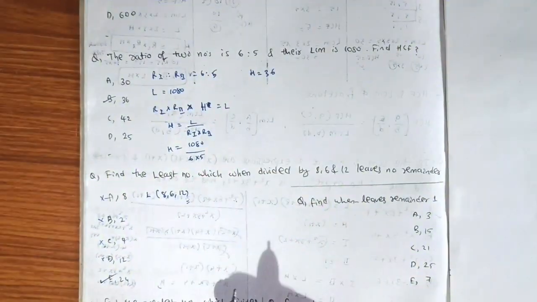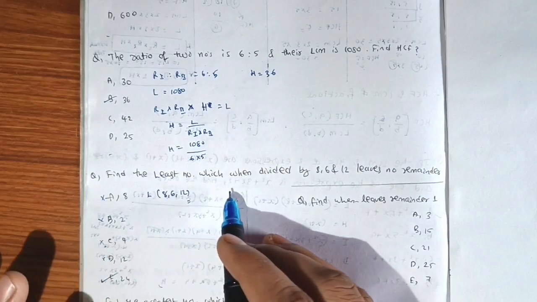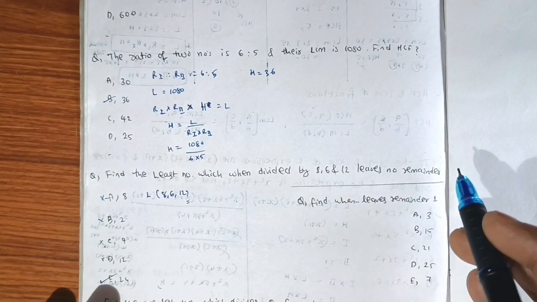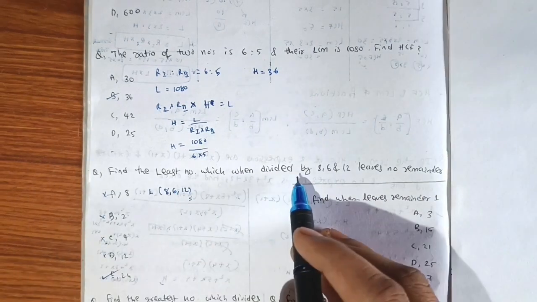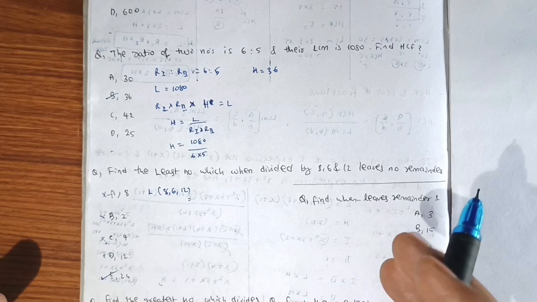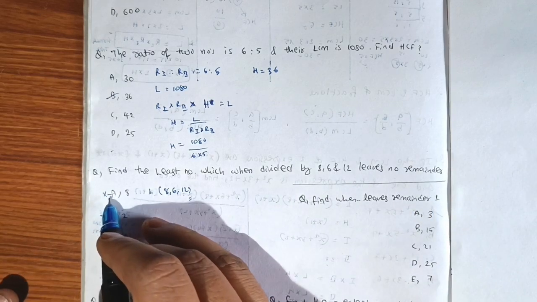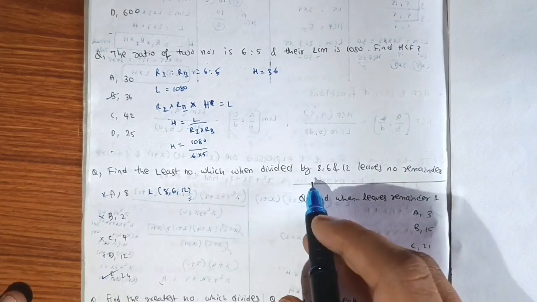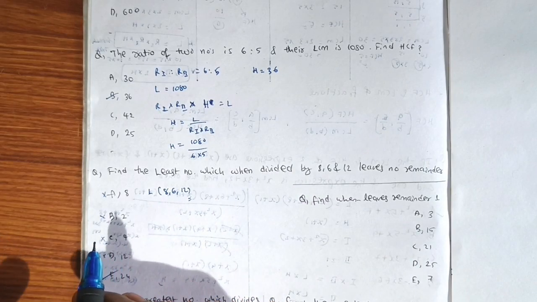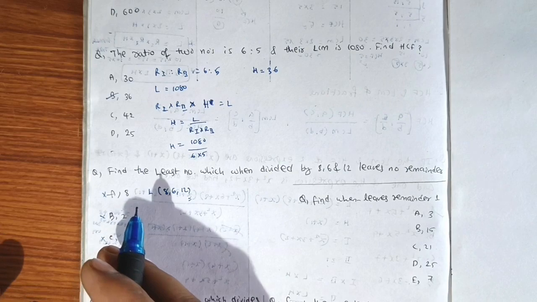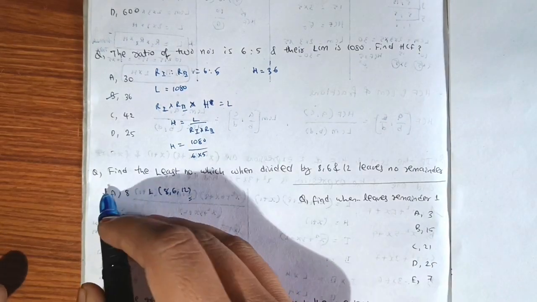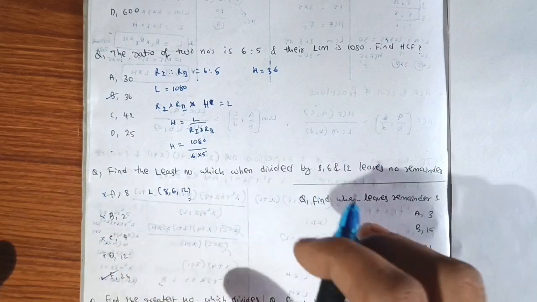Moving forward, the question is: find the least number which when divided by 8, 6, 12 leaves no remainder. Divide the options by these numbers and check whether the remainder is 0 or not. Trying option A, 8 by 8 leaves remainder 0, and 8 by 6 leaves remainder 2. So option A does not suit the question.